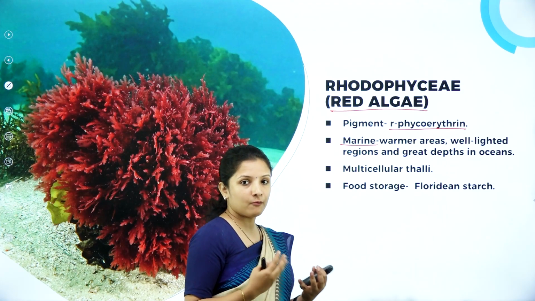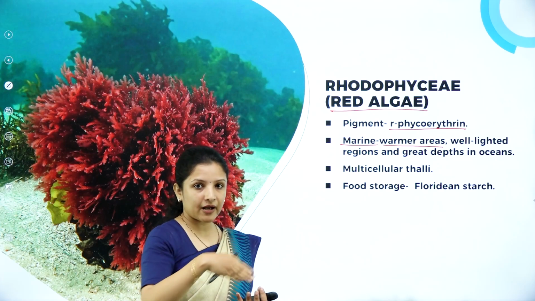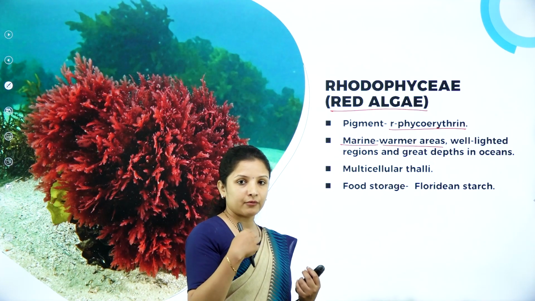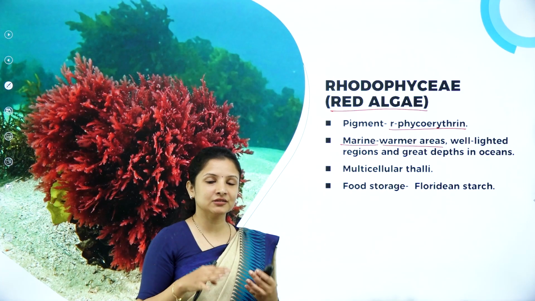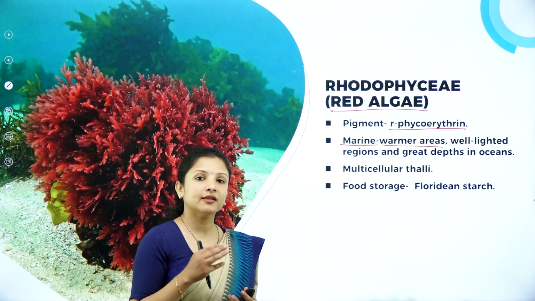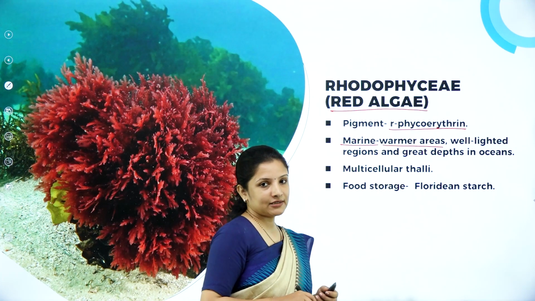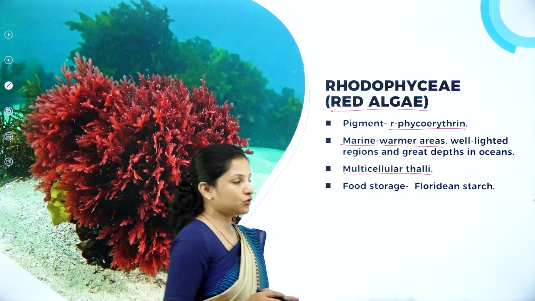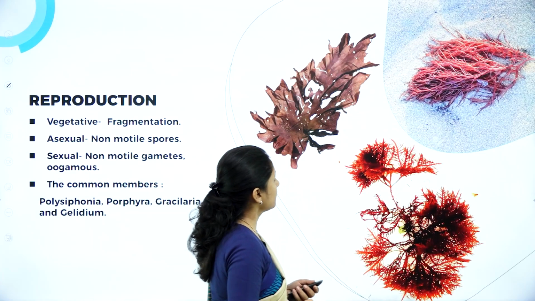Wherever there is warm water, you can find them, and also you can find them on the banks wherever it is well lighted, where enough sunlight is there. Also you can find them in deep oceans, where the light is a little bit less, not complete darkness. And their thallus is multicellular, and the food is usually stored in the form of Floridean starch. So this is about Rhodophyceae.